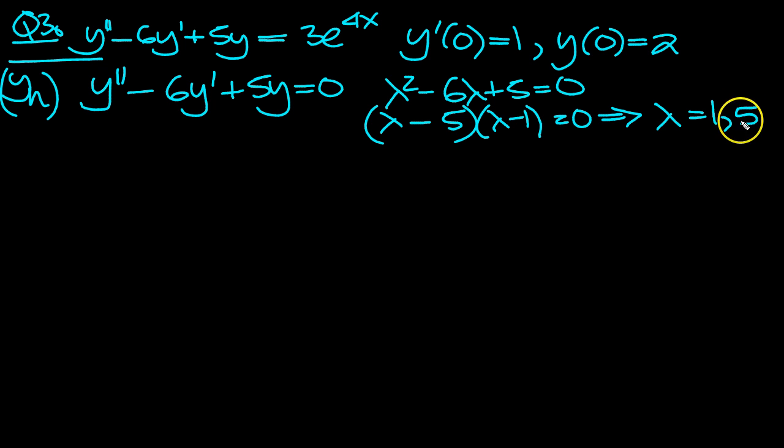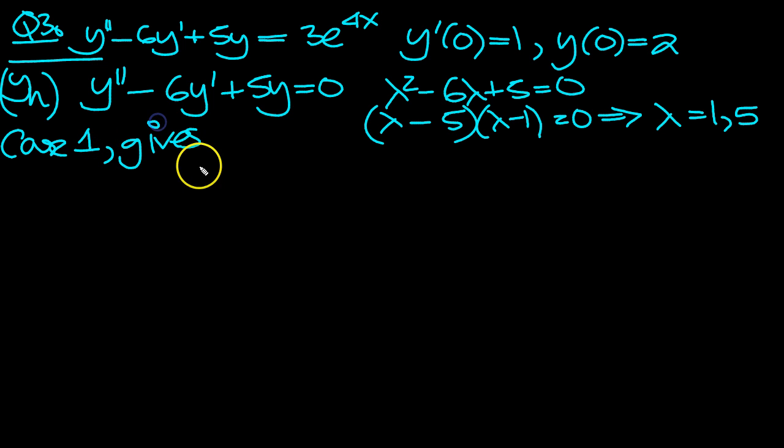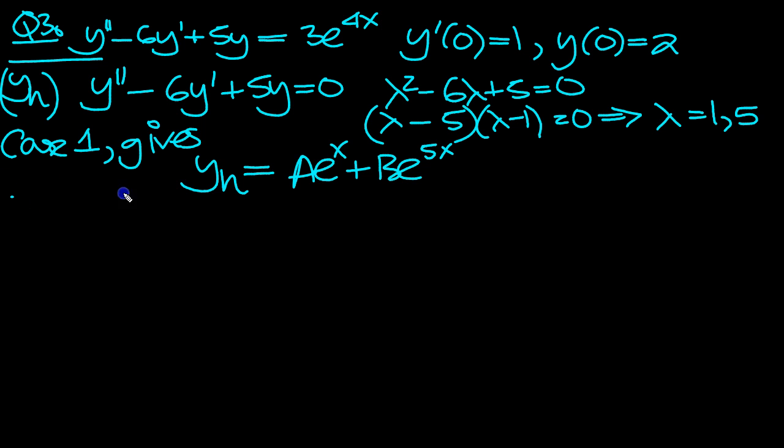That implies lambda has two distinct roots. The first one is at value 1 and the other is at value 5. So this is case 1, real distinct roots. Case 1 gives yH, which we'll write explicitly now: a e to the 1x, one of the roots, plus b e to the other root, which is 5x. So that's yH done then.